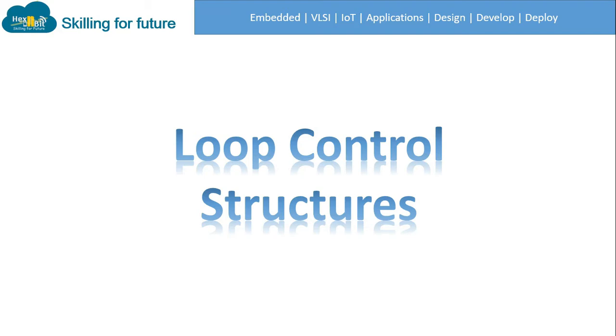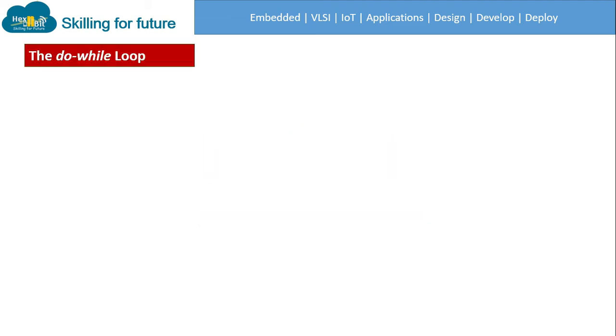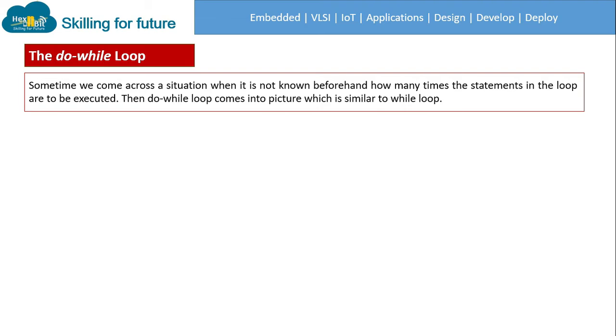In the previous session we discussed the while loop, and now in this session we are going to discuss the do while loop. So let's start. Sometimes we come across a situation when it is not known beforehand how many times the statements in the loop are to be executed. Then the do while loop comes into the picture, which is similar to the while loop.